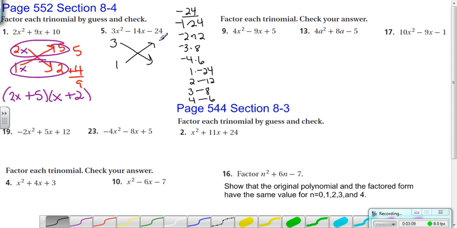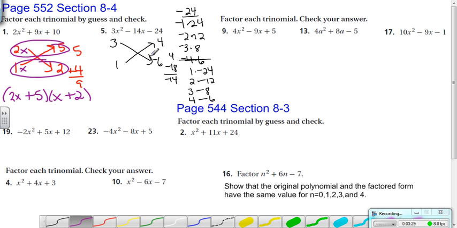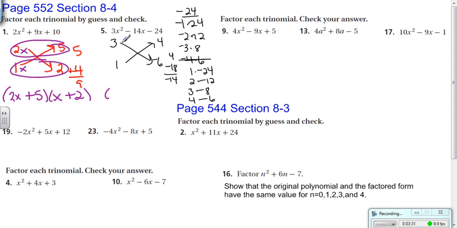Since I tried negative 4 and 6, maybe I should try the positive 4 and the negative 6. So 3 times 6 is negative 18. 1 times 4 is 4. If I add those together, I get negative 14. So I got it on my second try. That wasn't too bad. So when I write my answer, I go straight across. So I have, put your x's in, so I have a 3x plus 4.